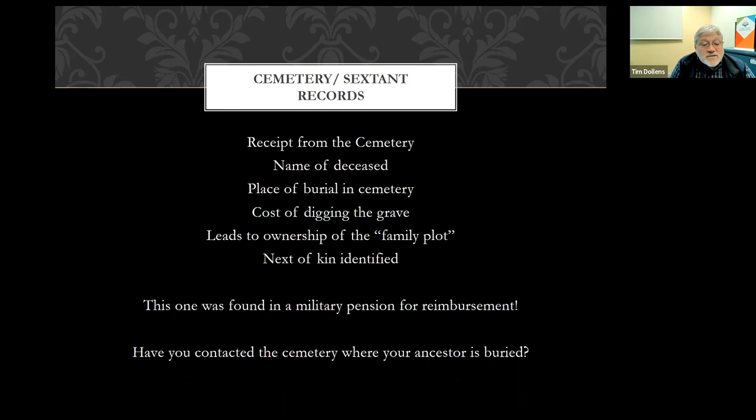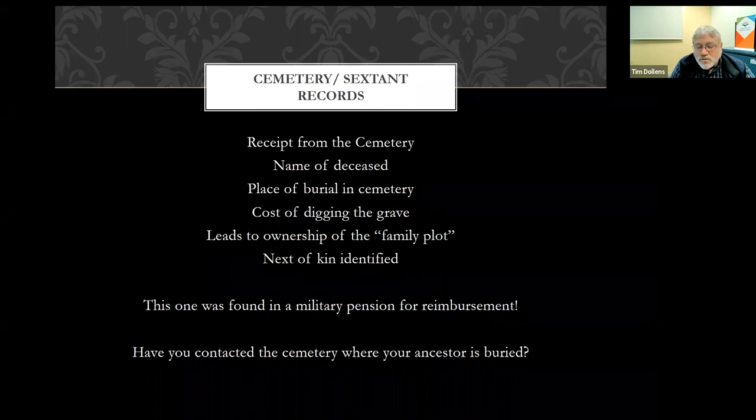And besides the cost of digging the grave, this is going to lead you to the ownership of the family plot. So when grandma died, who bought the plot? Was it already bought by grandpa? Or was it bought by a son-in-law because she was living next to her daughter and son-in-law? And so the next of kin could very well be identified. And who's buried next to them?